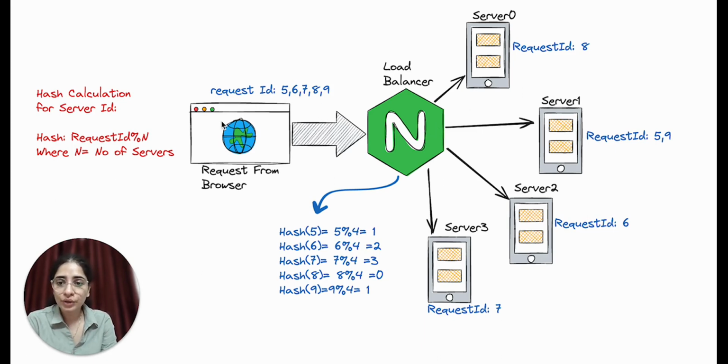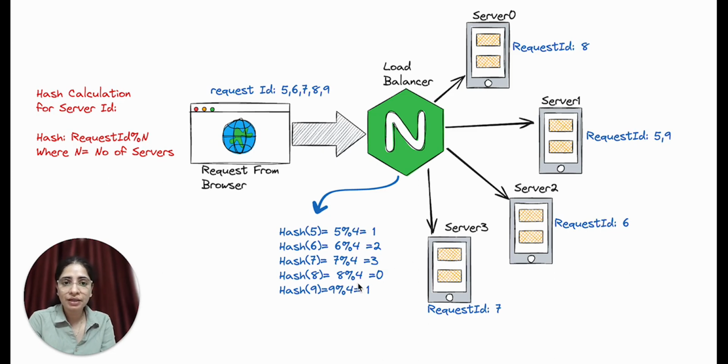In order to calculate the hash, we have this hash function, where the hash function is request ID % n, where n stands for the number of servers. For request ID 5, as the hash came out to be 1, it will go to server number 1. Then 6 % 4 is 2, so it will go to server number 2. Then hash of 7 will be 7 % 4 equals 3.